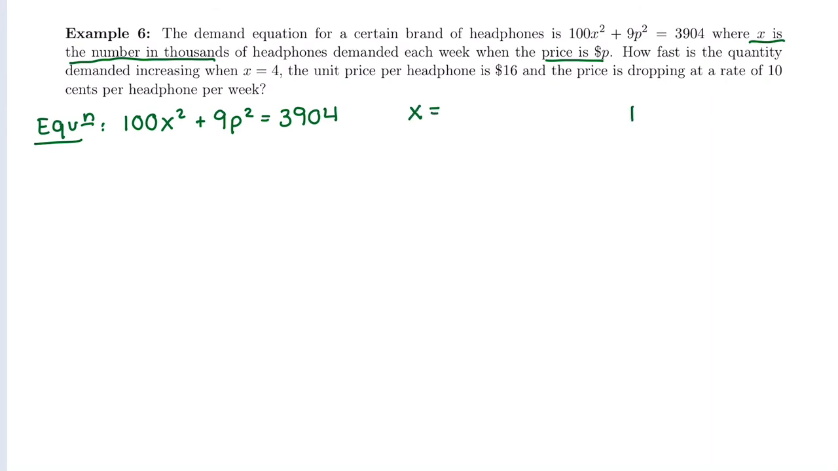X and p, and x is in thousands, and p is in dollars. There are my 2 letters that I get from my equation. X and p, they explicitly give us those units. X is in thousands, and p is just in regular dollars. And we're talking about how demand is changing each week. So when we take the derivative of this in a second, we're going to get a dx dt, and that's going to represent thousands of headphones per week.